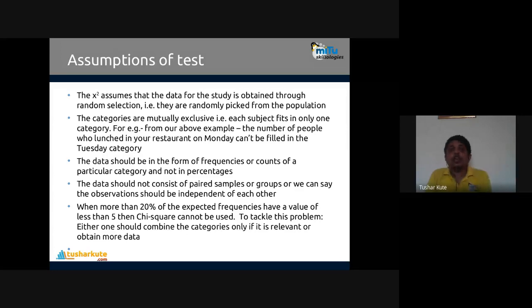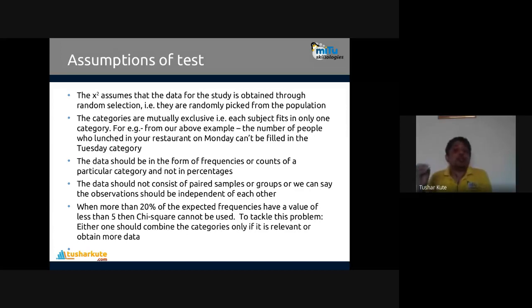Second, the categories are mutually exclusive. That is, each subject fits in only one category. For example, the number of people who had lunch at your restaurant on Monday can't be counted in the Tuesday category. Correct. You had lunch on Monday, not Tuesday. So remember, a subject should not be present in multiple categories. In this example, one placed student cannot be in the 8 to 9 category and also the 9 to 10 category. It will not happen basically. That is the mutual exclusion that should be present.